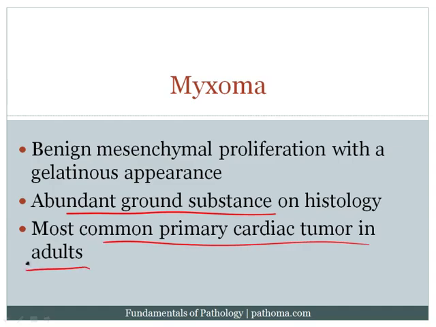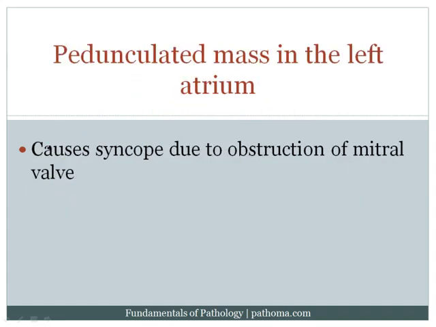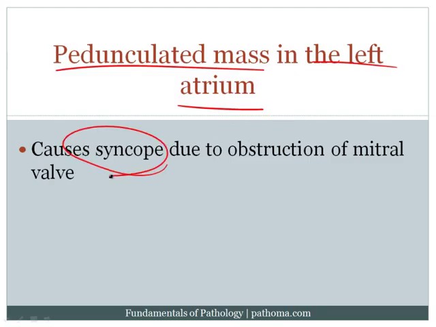Remember that in adults, the cardiac myocytes are permanent cells, and so therefore they're not going to be able to produce a tumor. So the only real tumor of the heart that you're going to get is going to be a tumor of the mesenchyme or connective tissue. Again, that's called a myxoma. Now this tumor normally grows in the left atrium as a pedunculated mass, and it can cause syncope due to obstruction of the mitral valve.